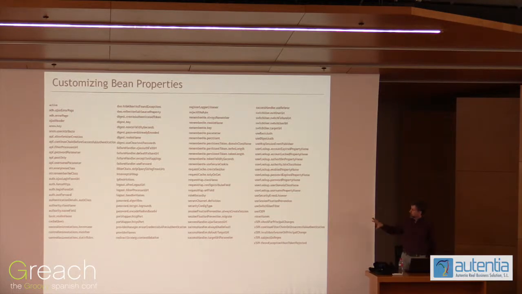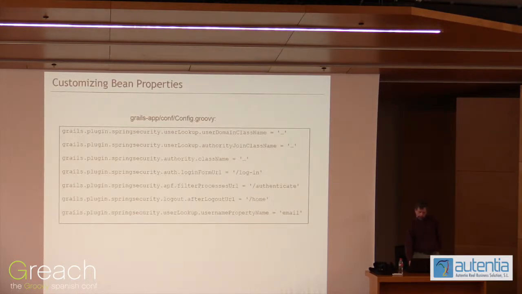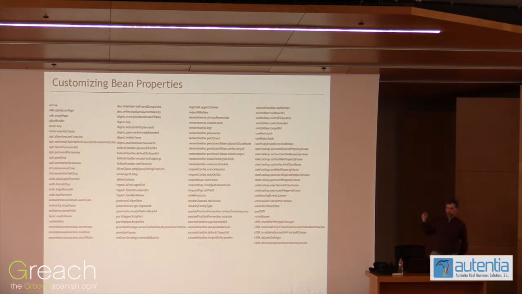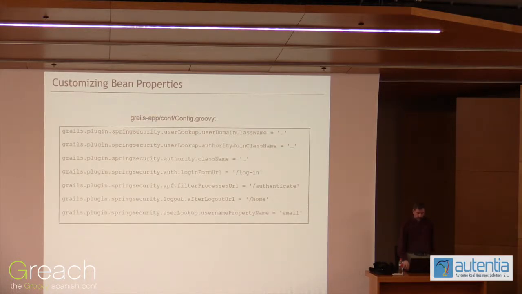And again, this is not meant to be read, but these are a subset of the properties. I need a really small font to fit those. There's a bazillion properties that you can change. And again, that's a subset. It's a lot more than that now, probably 50% more than that. So here's some examples of just setting those. You always say Grails plugin Spring Security dot, and then the actual property.